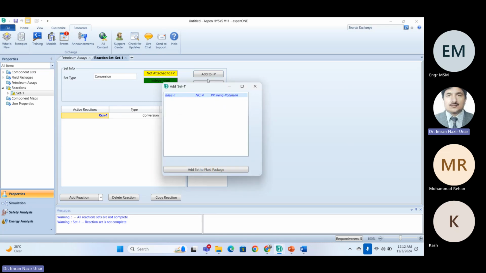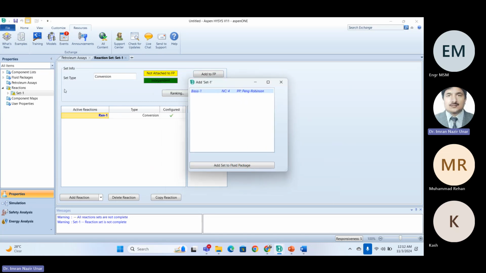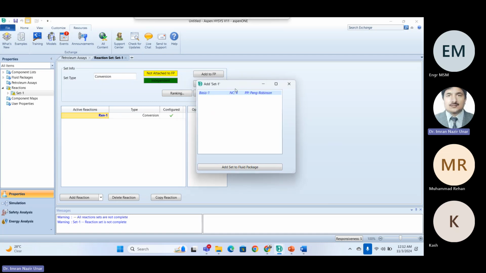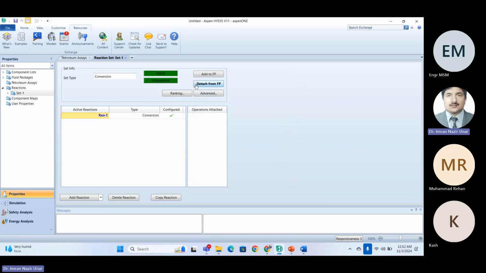So you just click on add fluid package, because we only use one basis fluid package, Peng Robinson. Sometimes in different or advanced simulations, you will find more than one fluid package being used, and then you will find different bases, basis one, basis two, and basis three. So up till now, we have no such issue. By default it is only one option, so we just need to add fluid package.